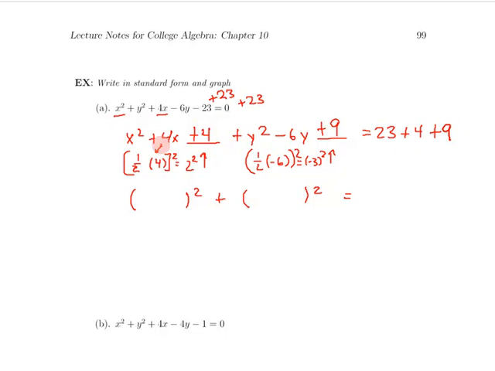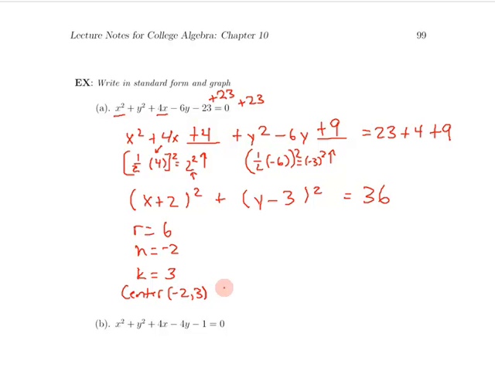So now I factor what's here. Remember, whatever number is inside the square is the number that goes as the second term in the binomial. So it's x plus 2 quantity squared. This becomes y minus 3 quantity squared, equal to 23 plus 4 is 27, plus 9 is 36. And look at that. We are now in the standard form. R is 6. H is negative 2. Remember, it's the opposite sign when it's inside that square. And K is positive 3. So your center is negative 2, comma 3.